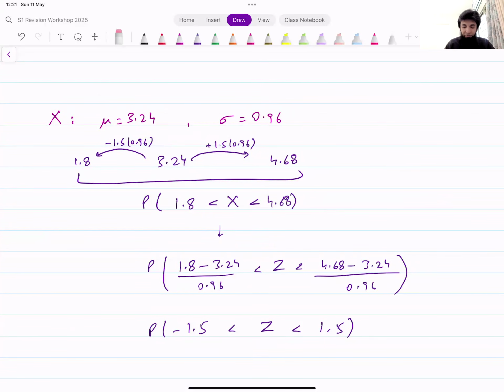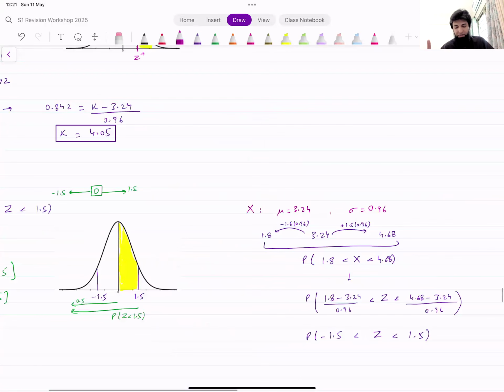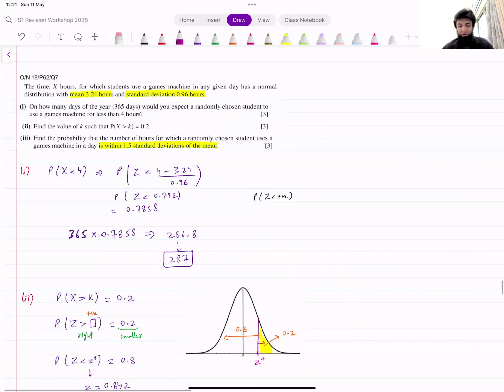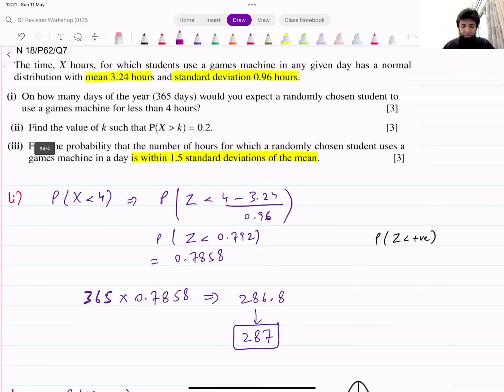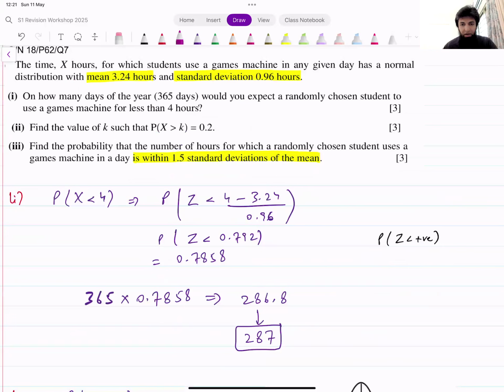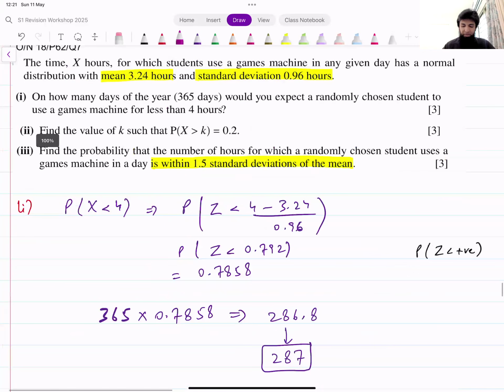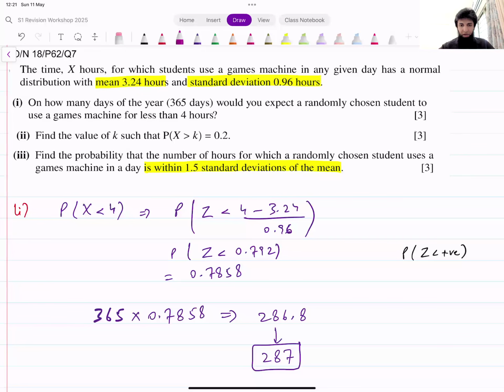However, there's a much more efficient way of doing this, and that is using that understanding of z that I told you about earlier. Z value represents the number of standard deviations you are away from the mean. Remember we talked about that in the very beginning. Z represents the number of standard deviations that you're above or below the mean.